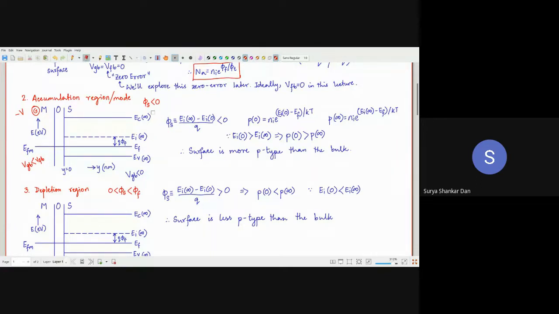Then what is the situation? If it is grounded here and you are giving a negative voltage here, then will this EFM go up or will it go down? Goes up. Why? Very good. We are talking about the electron energy band, so exactly.